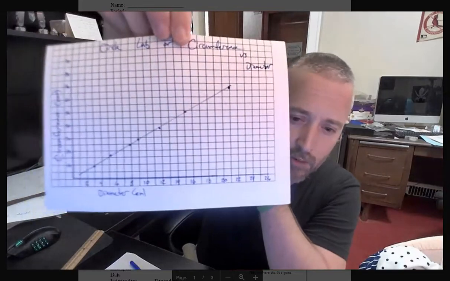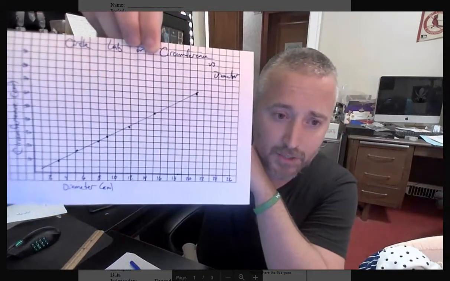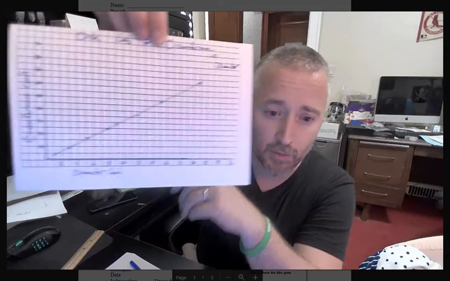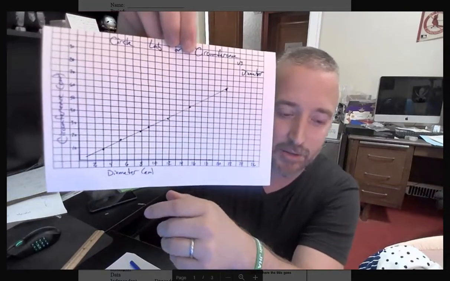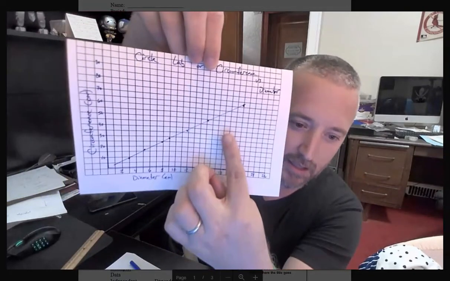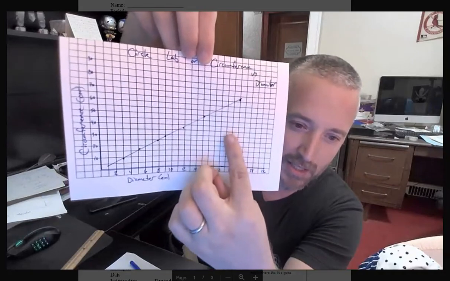Okay, you did the circle lab either yesterday or the day before, something along those lines, depending on what year this is. And you'll notice that this data fits perfectly. All the dots hit exactly where they're supposed to. That's because I made it up.